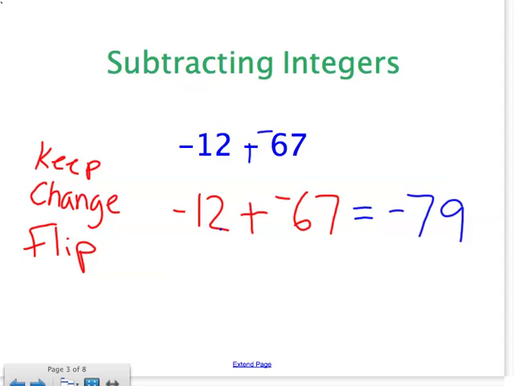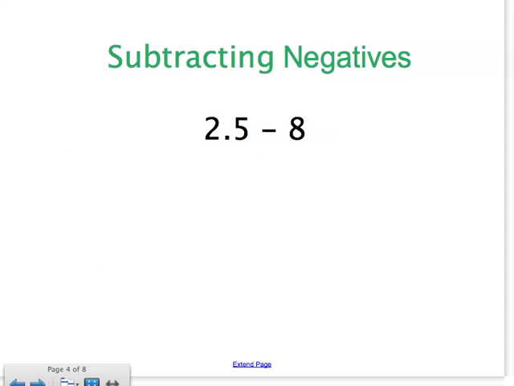All right, let's try another one. This time, these actually aren't integers. Well, one of them is. But 2.5, since it has that decimal, is not an integer. So that's why it says subtracting negatives. And we're going to do our keep, change, flip. We're going to keep 2.5, change the subtraction to addition, and flip the sign of that positive 8 to a negative 8. Again, if you just like taking any subtraction sign and making it plus a negative, you can also do that. You see, you get the exact same answer.